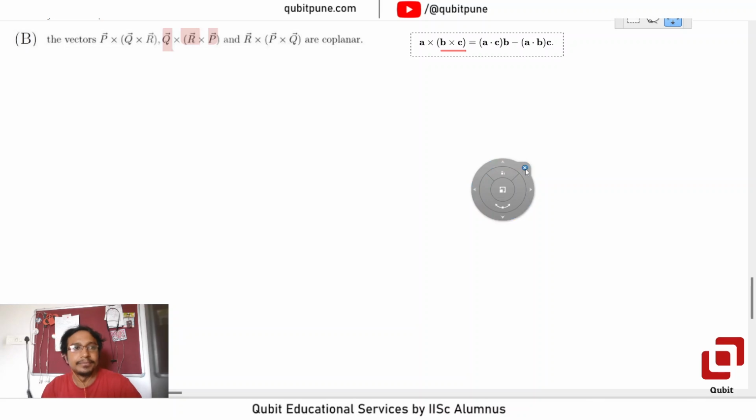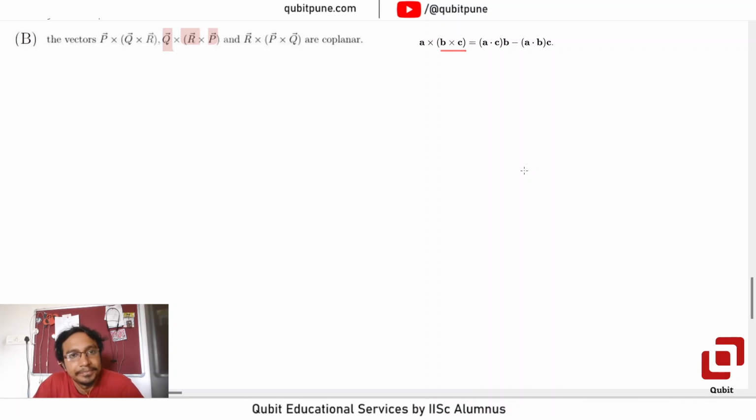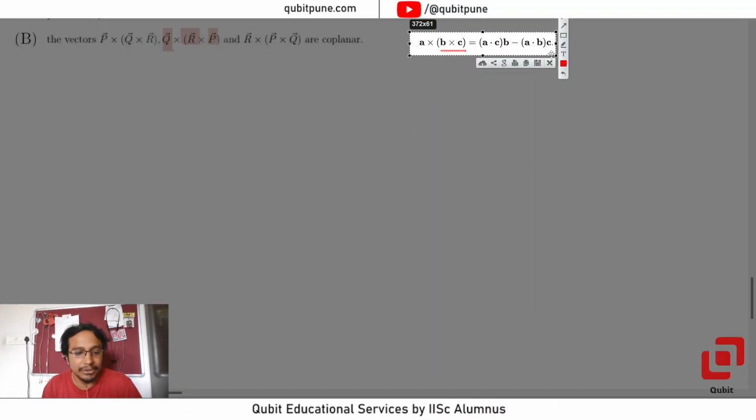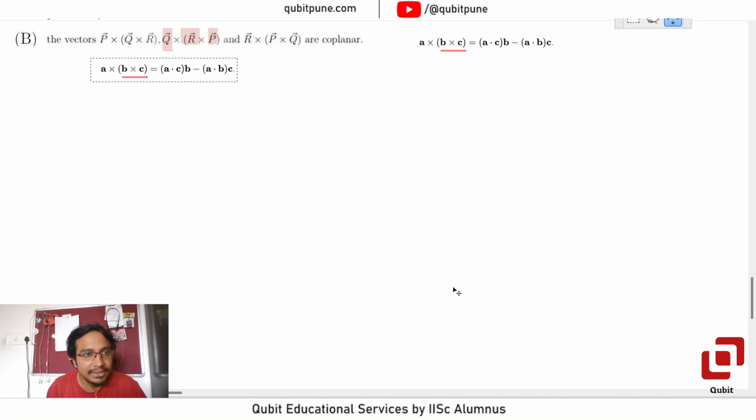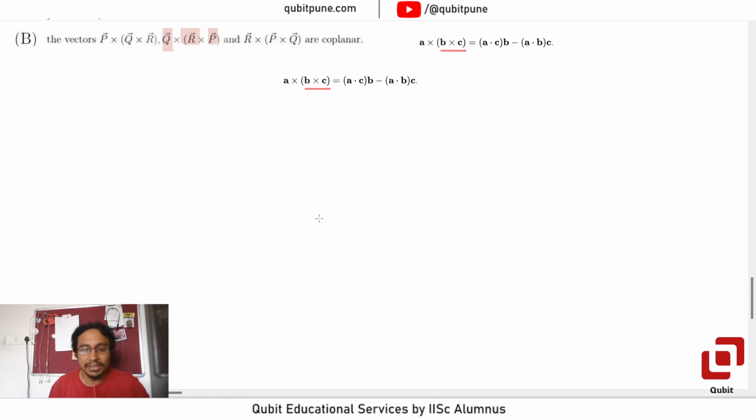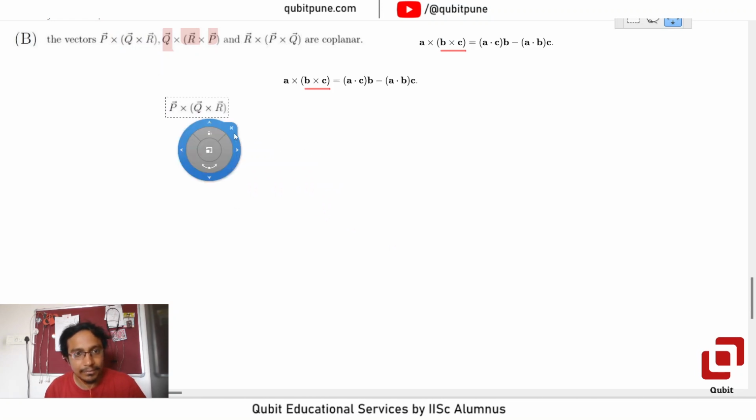Okay, what does B say? B says that the vectors P bar cross Q bar cross R bar, Q bar cross R bar cross P bar, and R bar cross P bar cross Q bar are coplanar. Okay, they are coplanar, and if we use this identity, then our job will become easier to draw conclusions, because for cross products it's a bit tedious. Okay, so let's do that now. What would be the expression for this?